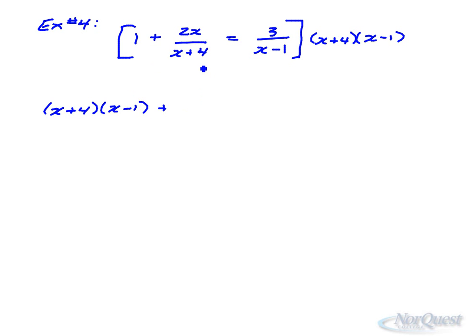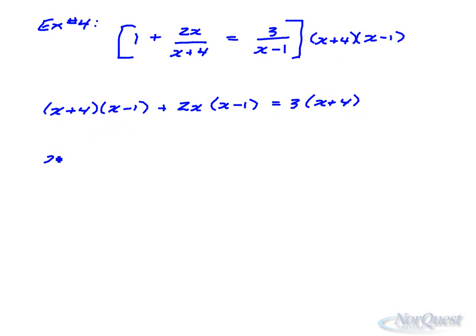The second term, since I have x plus 4 as a numerator and denominator, they will divide out, leaving me with 2x times x minus 1. On the other side of the equation, the x minus 1's will divide out, leaving me with 3 times x plus 4. Now expand. We have binomials, so we can FOIL.